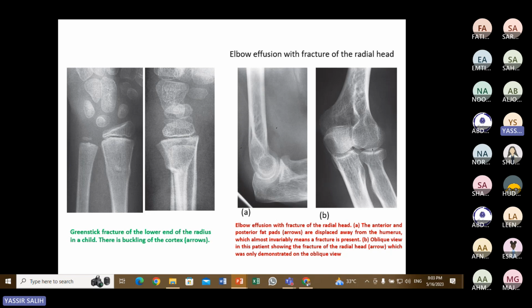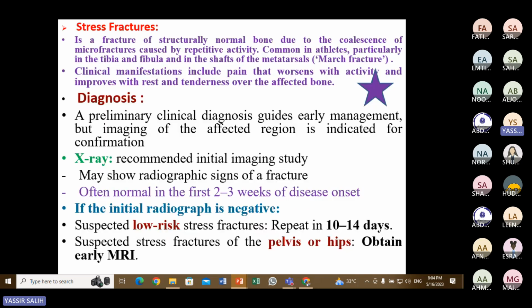Okay, what is the best and most sensitive imaging technique for detecting a stress fracture early? MRI. We have two modalities: MRI is one, and the other is the radionuclide bone scan. This technique can demonstrate stress fracture earlier.